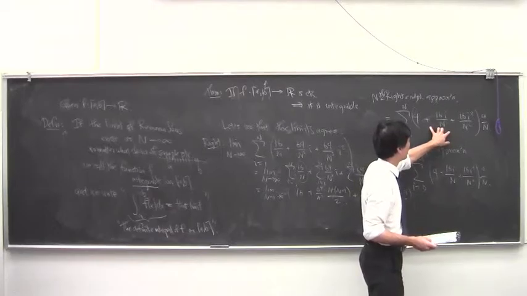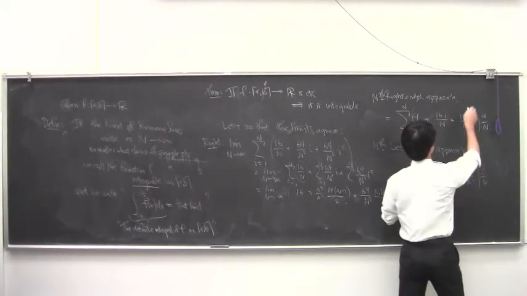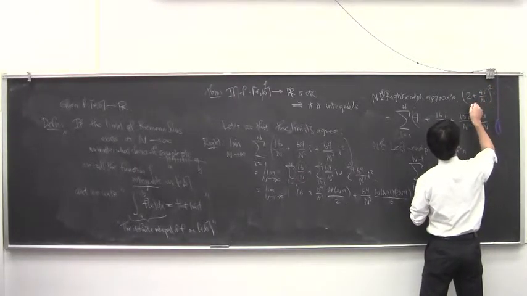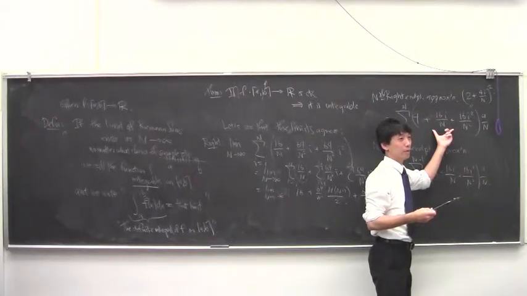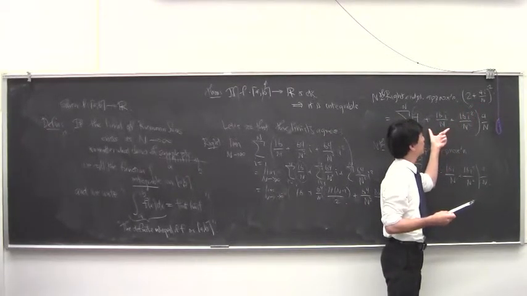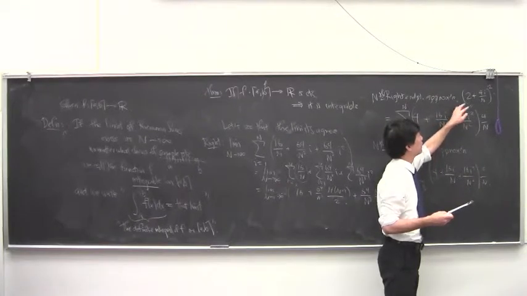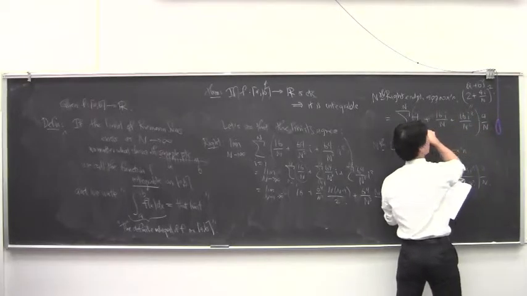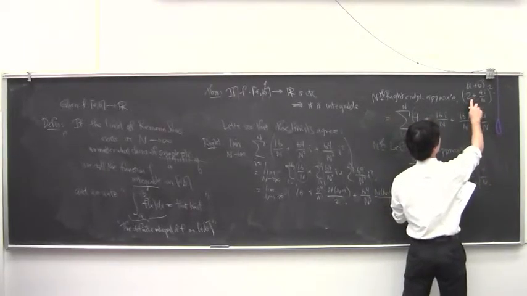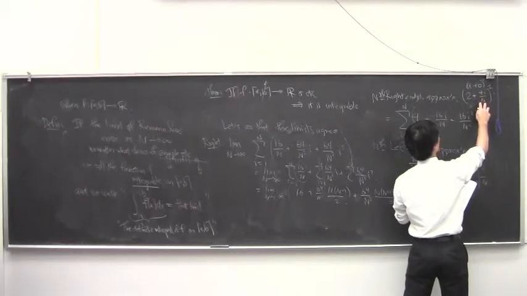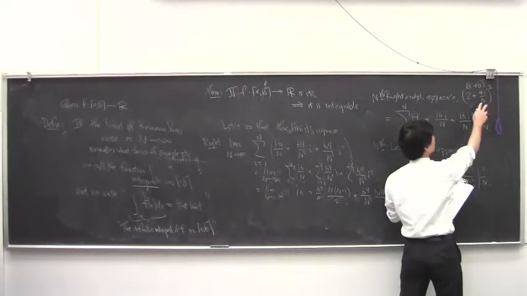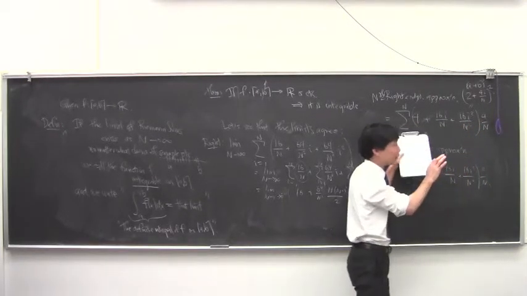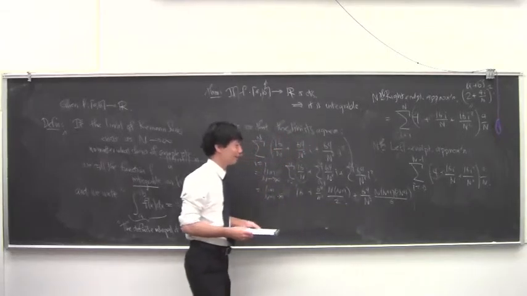Remember where this came from. This was the square of 2 plus 4i over n. That's this term here. So what's the square of that? This is a plus b quantity squared. You get a squared, that's 4, plus 2ab, that's 2 times 8i over n, that's 16i over n, plus b squared, that's this. Okay, that's it. So you don't have any more terms than that.